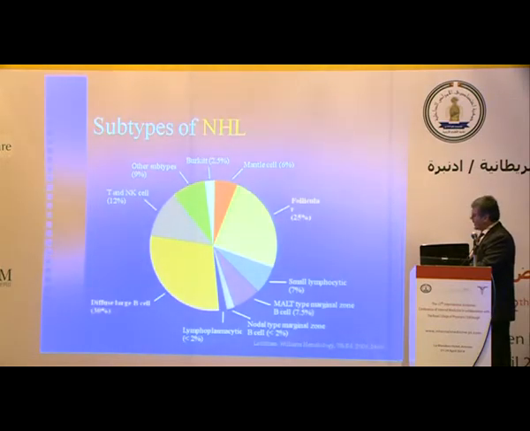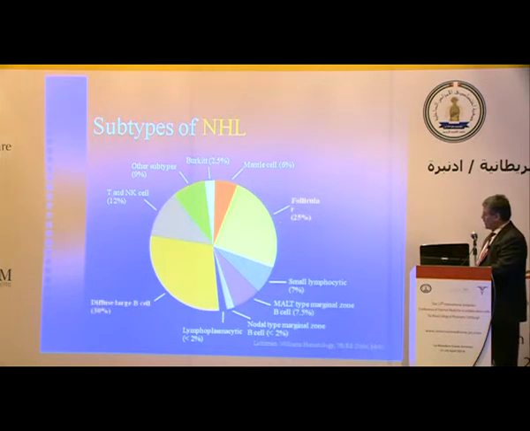The most common one is diffuse large B-cell lymphoma. The second one is the follicular type of lymphoma. Those represent 25% of the cases. And all the others are small lymphocytic lymphoma, mild lymphoma, nodal type, marginal zone lymphoma, lymphoplasmacytic lymphoma, and other types, mantle cell, and T-cell and natural killer cell.